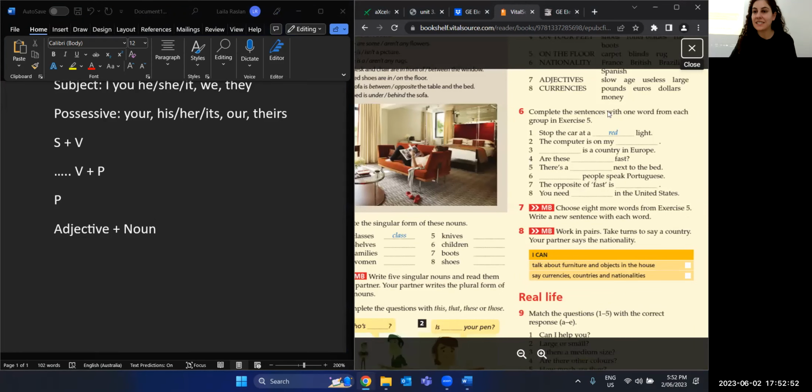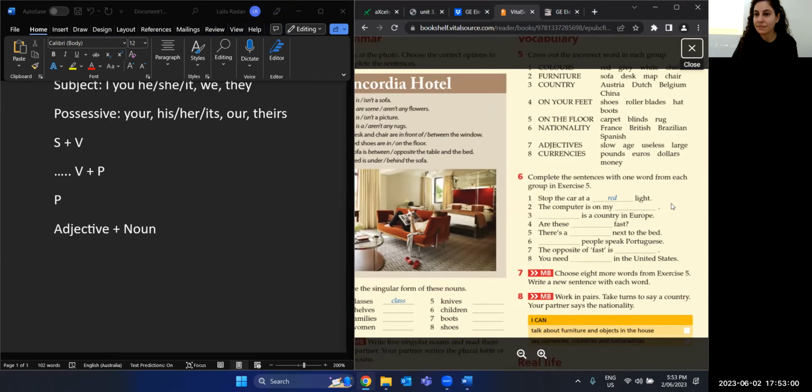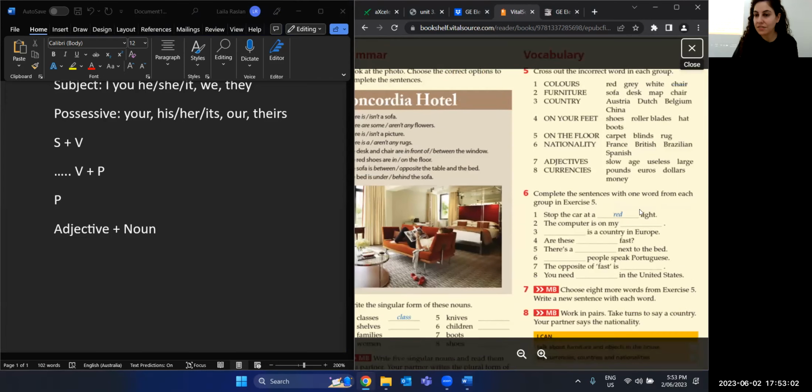Let's look at these sentences. Stop the car at a. We're adding words from the top. At the red light. So you can see adjective, noun. That's the action. It's a command. Stop. The car, that's the noun. It's saying where, at, location, at a red light.